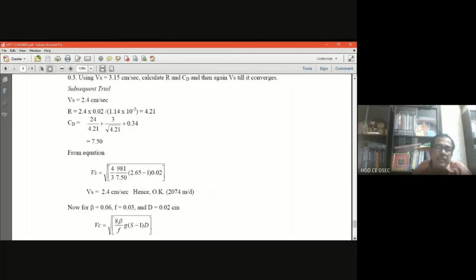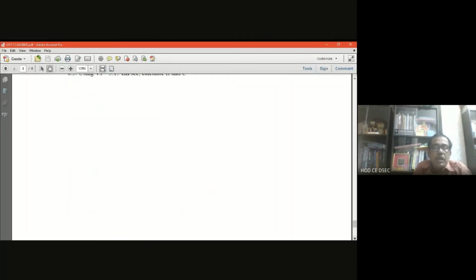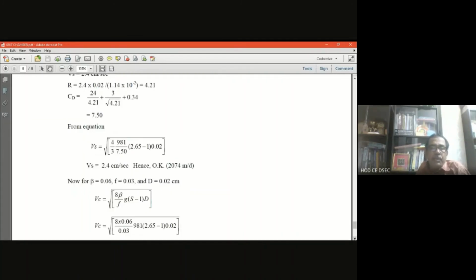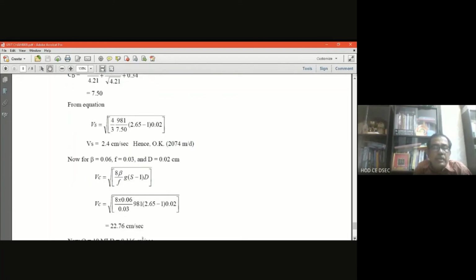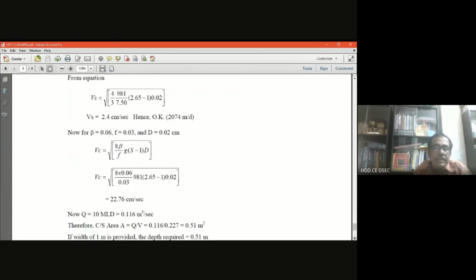And once the settling velocity is found out, now for beta equal to 0.06 and f equal to 0.03 and d equal to 0.02, you can find out the critical velocity. And critical velocity, we found that 22.76 centimeter per second. That means 0.23 meter per second. And this is the critical velocity. And what is the Vs? That is Vs is less than critical velocity.